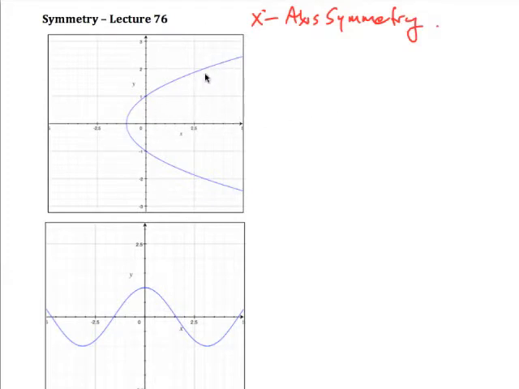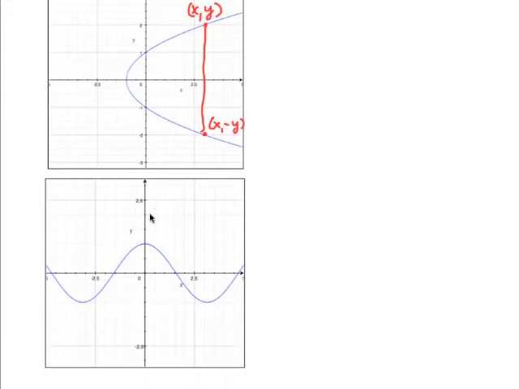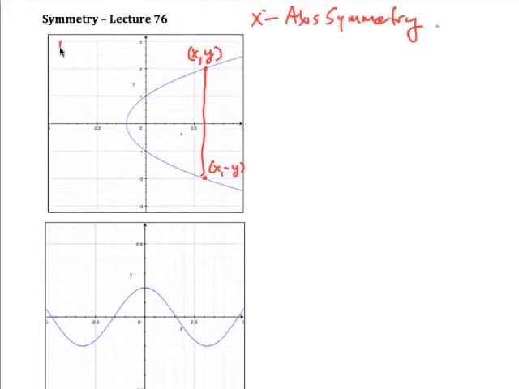Now the reason it has x-axis symmetry is if you look at this point here, then this point here is a mirror image of that point. And straight through there we have a vertical line. They are exactly the same point, except that this one is (x, y), and this one down here is (x, negative y). And you can see, of course, this is not a function here, because it doesn't obey the vertical line test.